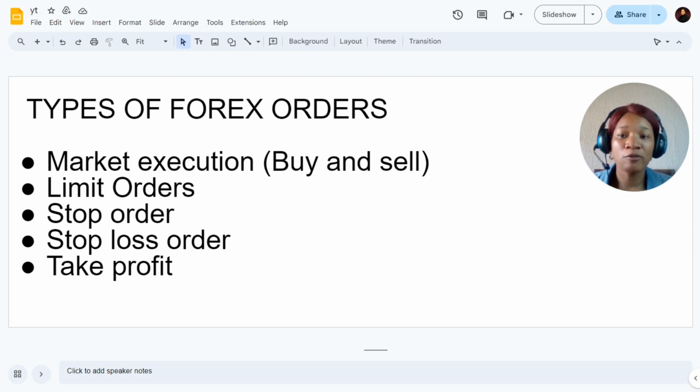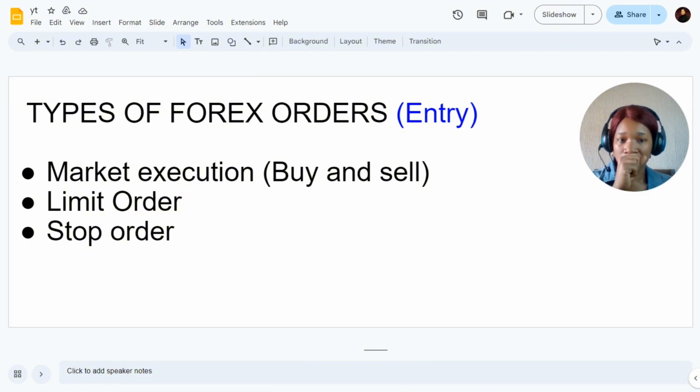So we have types of Forex orders. We have market execution. You can either buy or sell with instant market execution. You can set a limit order. You can set a stop order. You can set a stop loss order. You can set a take profit order. So there are actually two types, right? There are orders for entry and there are orders for exits.